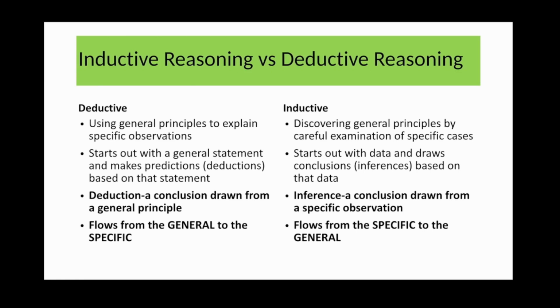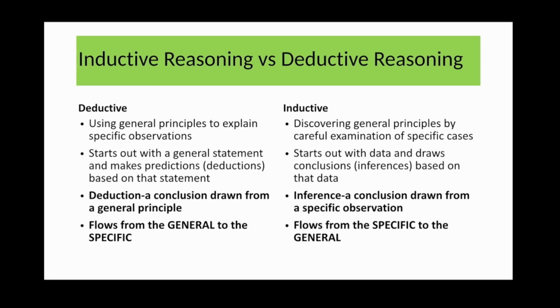But there's two types of reasoning that can be done in science, and one of them is deductive and the other is inductive. So deductive would be if you use some general principle to explain some observation. So to do this, you might start out with a general statement and then make a prediction based on that statement. And we'll look at some examples. And just the word deduction literally means a conclusion drawn from a general principle. So we'll start with that principle and then we'll make conclusions from it.